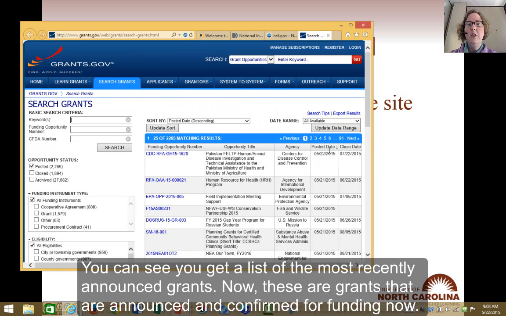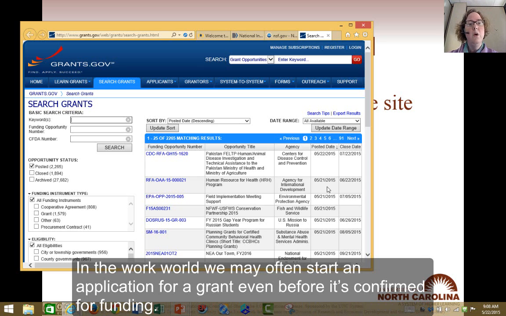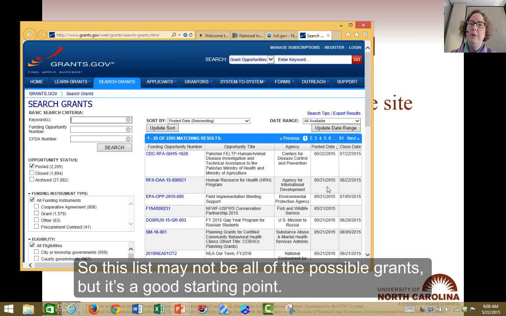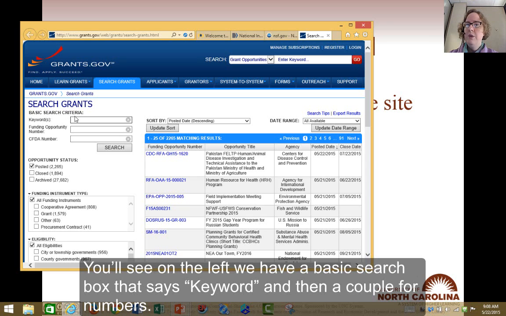You can see that you get a list of the most recently announced grants. Now, these are grants that are announced and confirmed for funding now. In the work world, we may often start an application for a grant even before it's confirmed for funding. So this list is not all of the possible grants you could apply to for work, but it's a good starting point. You see on the left, we have a box that says keyword, and then a couple for numbers.